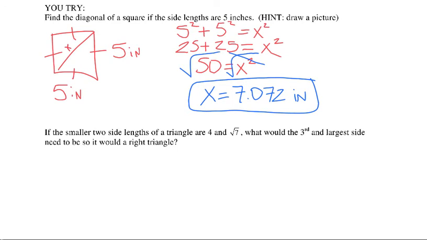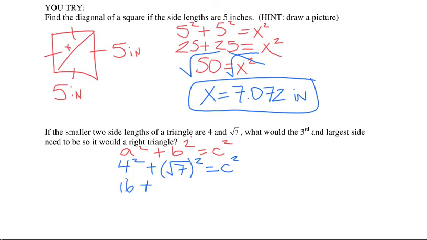So when we set it up, a squared plus b squared equals c squared. The 4 and the square root of 7 are my a and b. And we're using our Pythagorean theorem to solve for the c. So 4 squared is 16. The square root of 7 squared, remember that the square root and the squared cancel each other out, so we end up with just a 7. So then 16 plus 7 is 23. So when we take the square root of both sides to cancel out the squared, we end up with the square root of 23.